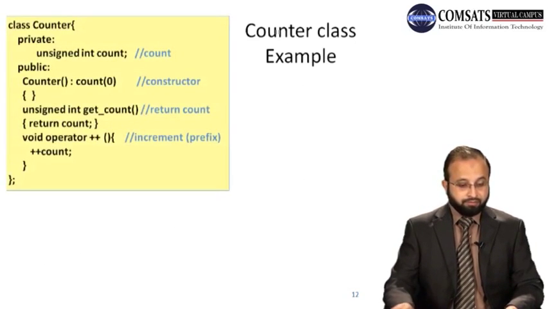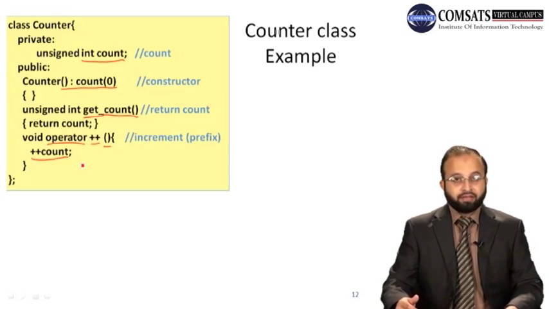So this is a counter class example. In this example, we have one private data member, that is count. In the constructor, whenever we create an object, we initialize it with 0, and then this is a getCount function to return the value of the count. Then this is a function that starts with the keyword operator, space, the operator you want to overload for that class object, and then the parenthesis and curly brackets start and end. Within the body of this function you write the statement ++count, that is, you are incrementing the value of count.